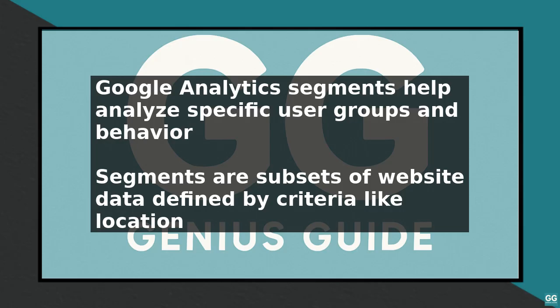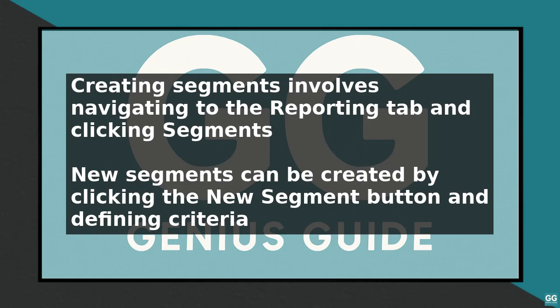To create a segment, navigate to the Reporting tab in Google Analytics and click on the Segments drop-down menu. Here, you will see a list of predefined segments, such as all users, paid traffic, and organic traffic. You can also create a new segment by clicking on the New Segment button.